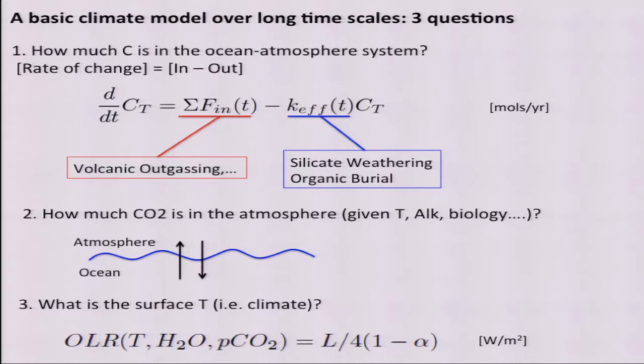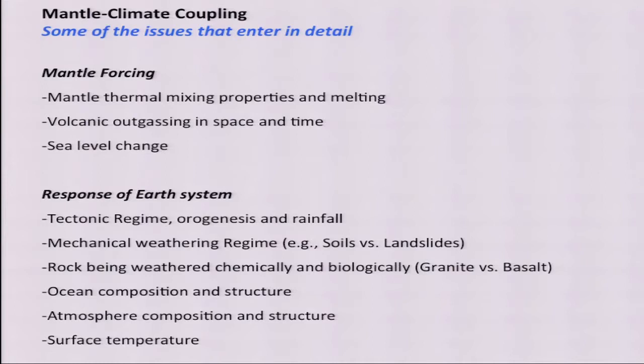Okay, some of the issues that enter, because you're going to get hit with a lot of these during CIDR, and I'll summarize them differently in a minute. On the mantle side, how well is the mantle mixed? How do volcanoes erupt? What do they put into the atmosphere and at what rate? And where do they do it? Sea level change. Dynamic topography. So do we produce or remove shelf area where biology can die? This is a key thing for understanding how carbon gets out of the system.